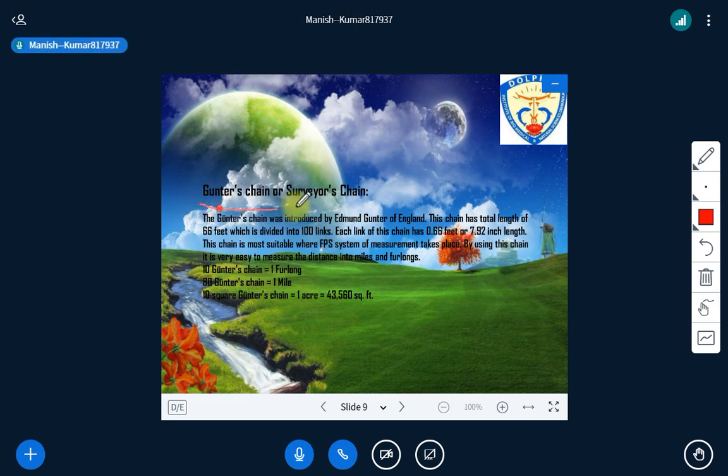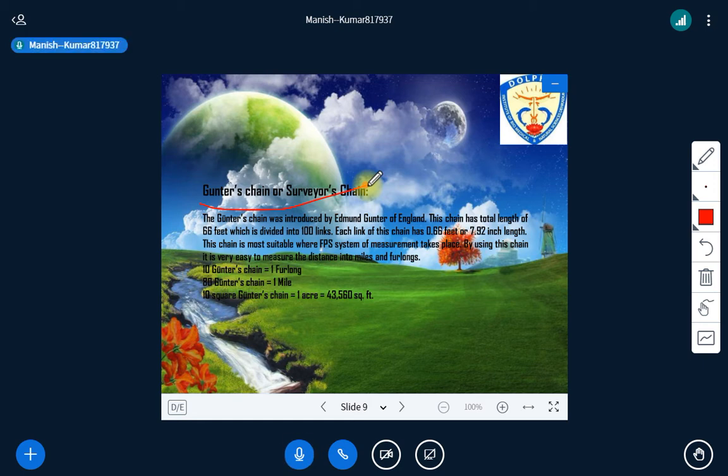Now the other chain we have is the Gunter chain, also known as the surveyor chain. So what kind of chain is it? This chain was introduced in England by Mr. Gunter, so that's why the name is Gunter's chain. The total length of this chain is 66 feet, and the total number of links is 100. Since the links are 100 and the length is 66 feet, obviously the length of each link of this chain is 0.66 feet, right?